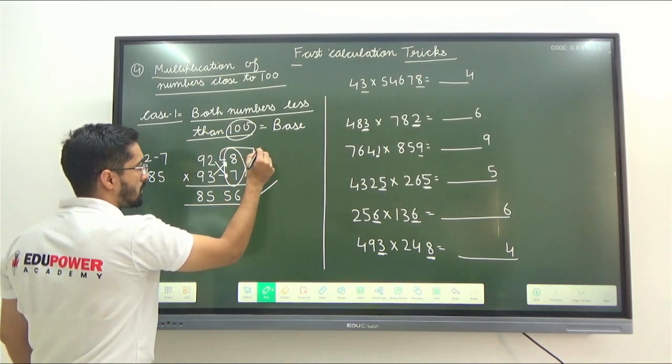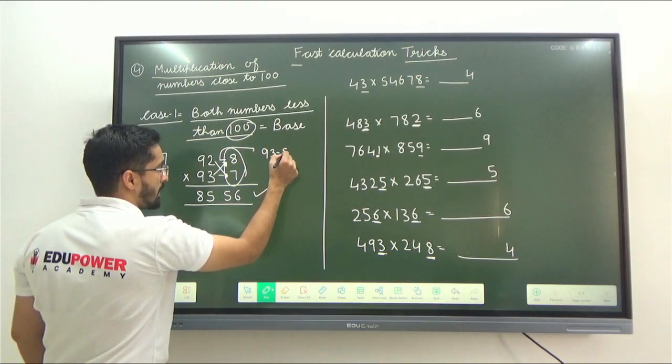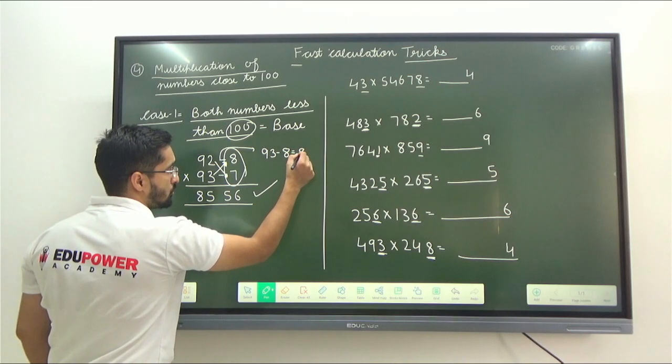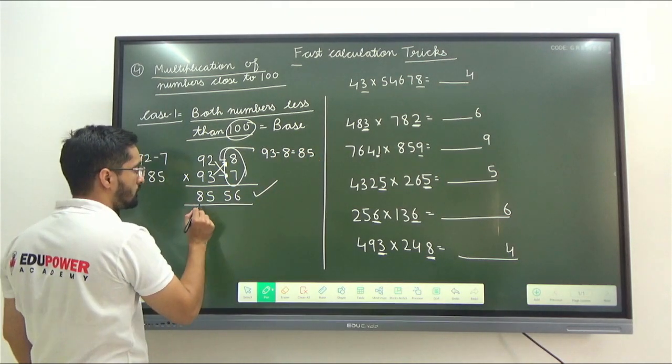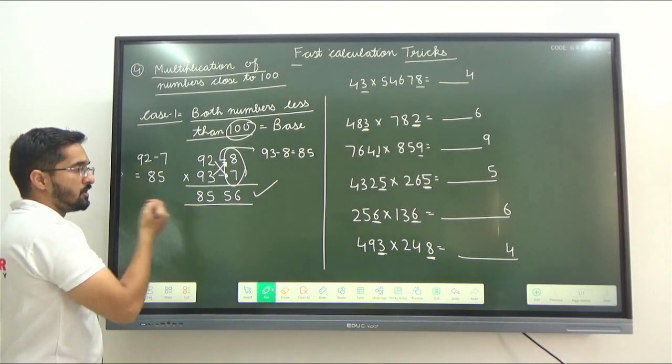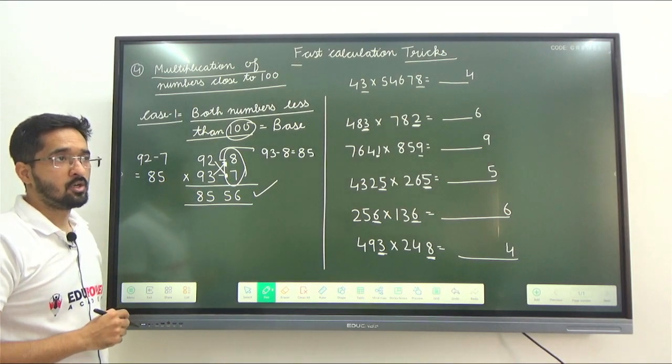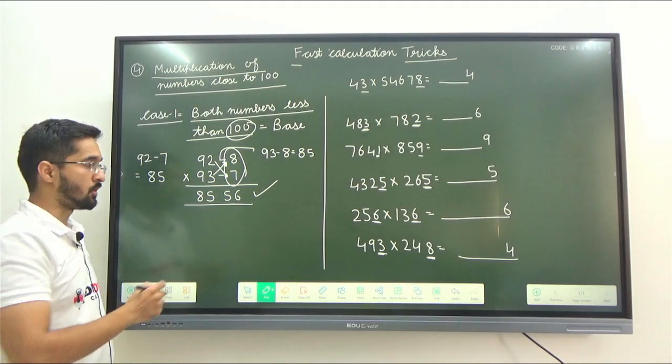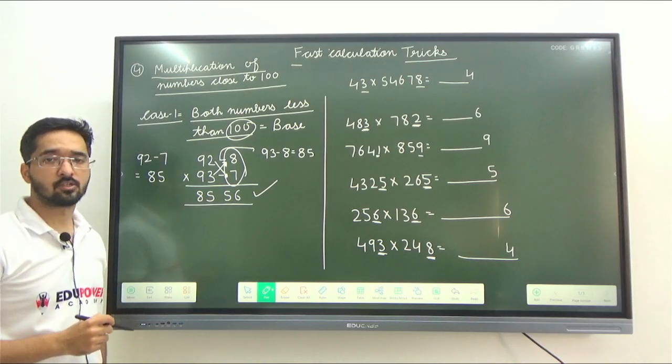Either this way or the other way. What is the other way? 93 minus 8, that is also nothing but 85. So in two ways you can get 85 using the cross difference. So the answer is 8556.